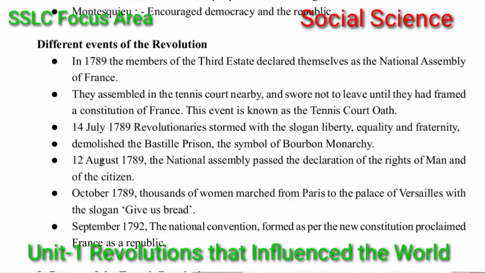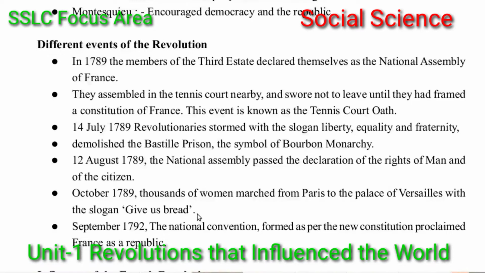On 12 August 1789, the National Assembly passed the Declaration of the Rights of Man and of the Citizen. That was on 12 August 1789. And in October 1789, thousands of women marched from Paris to the Palace of Versailles with the slogan, "Give us bread." That was in October 1789.